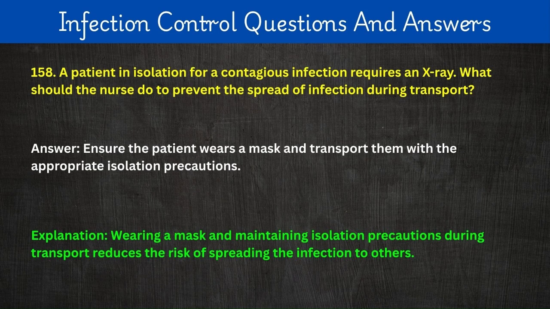158. A patient in isolation for a contagious infection requires an X-ray. What should the nurse do to prevent the spread of infection during transport? Answer: ensure the patient wears a mask and transport them with the appropriate isolation precautions. Explanation: wearing a mask and maintaining isolation precautions during transport reduces the risk of spreading the infection to others.